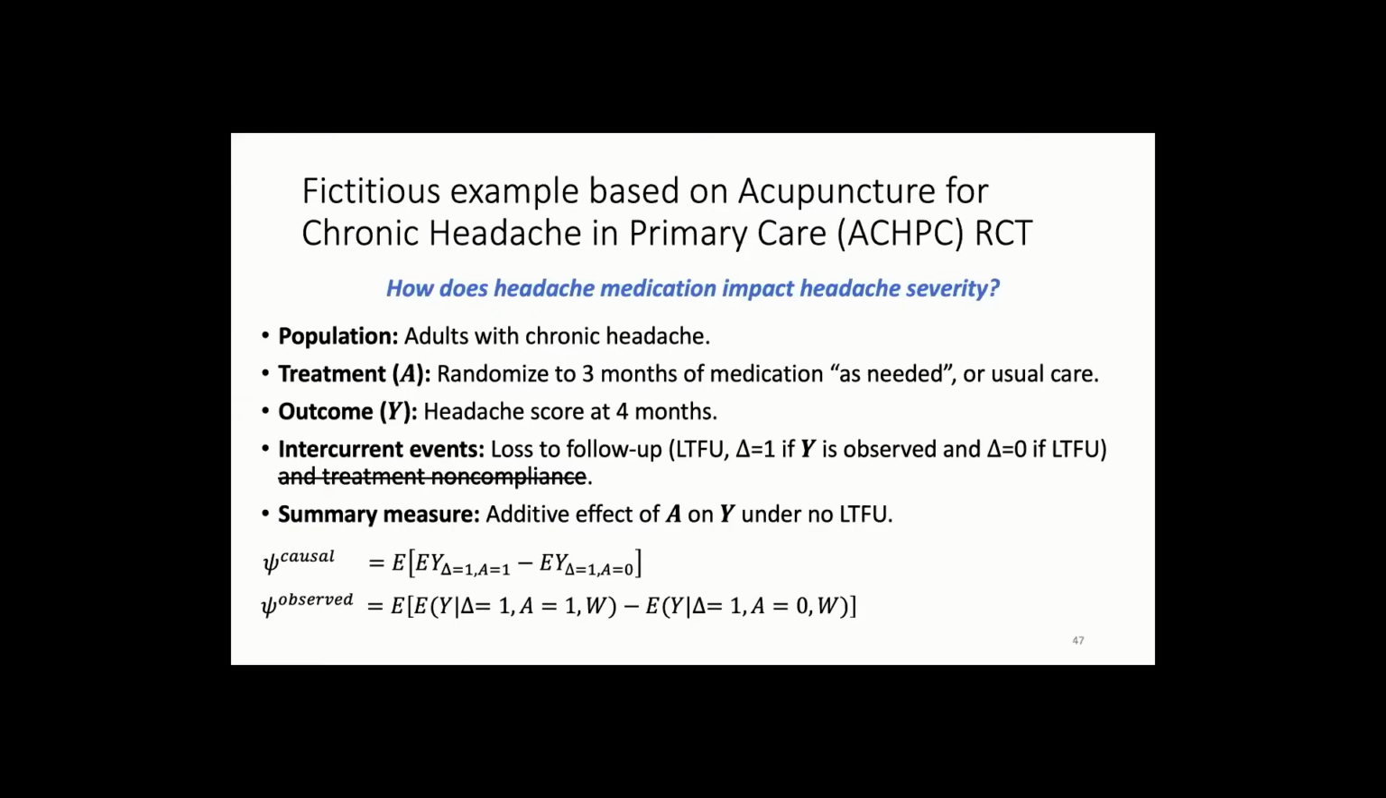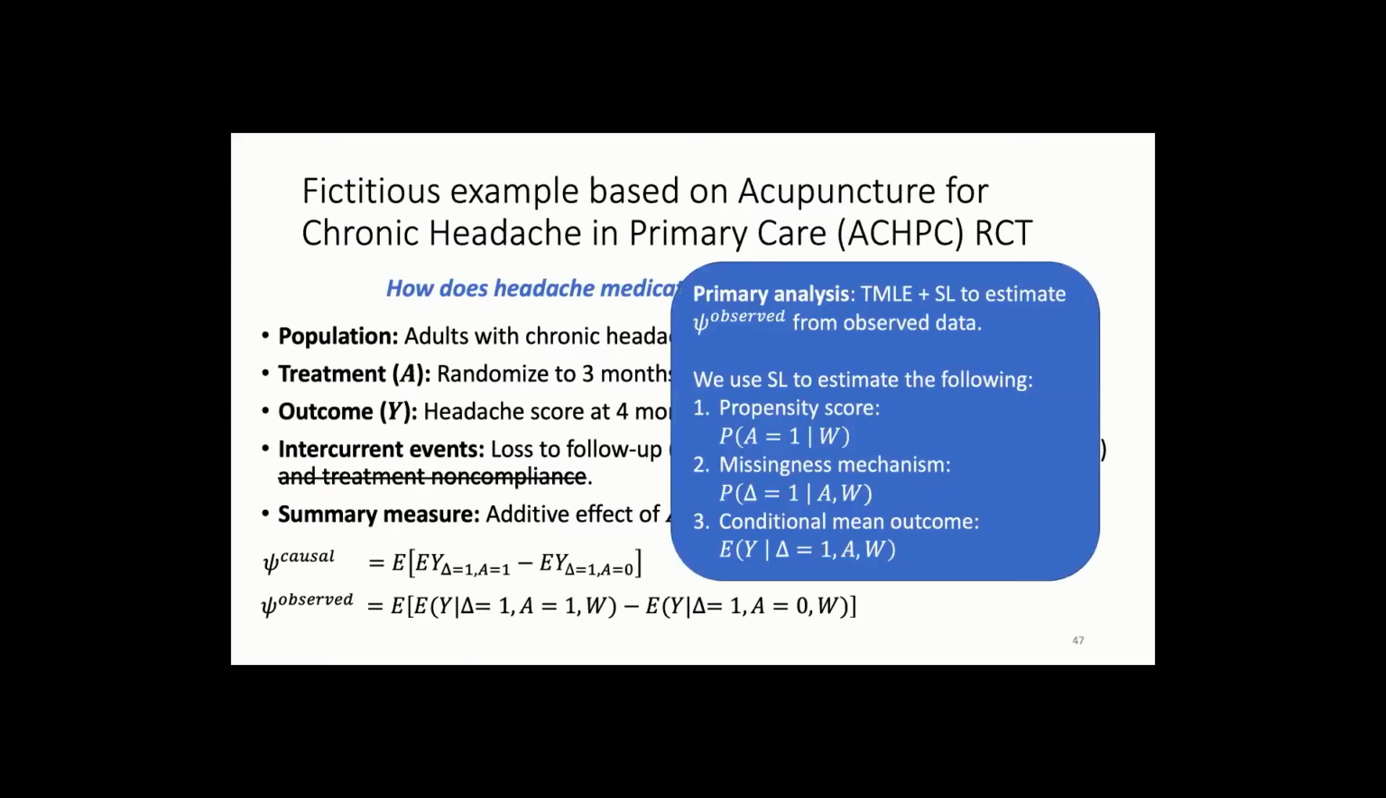We're not going to go into that here, but we do estimate psi observed, the statistical estimand, from the observed data, and we'll use TMLE with superlearner to estimate it. We'll use superlearner specifically to estimate these components: the propensity score, the missingness mechanism, and the conditional mean outcome.